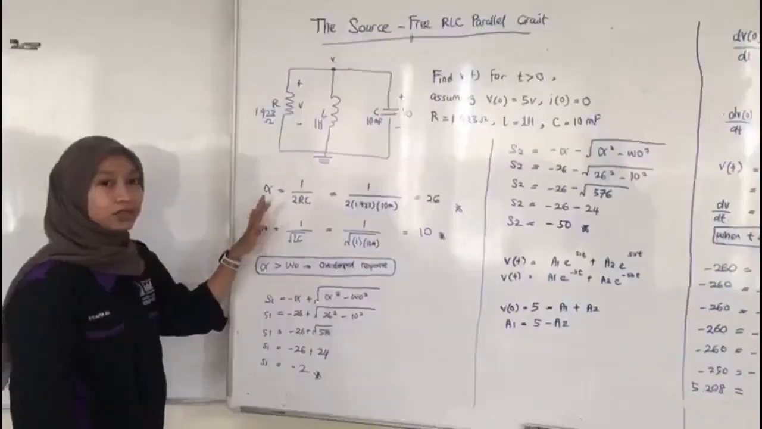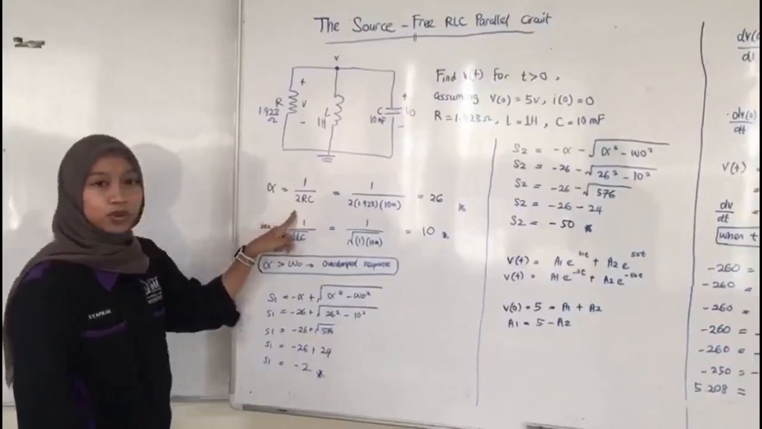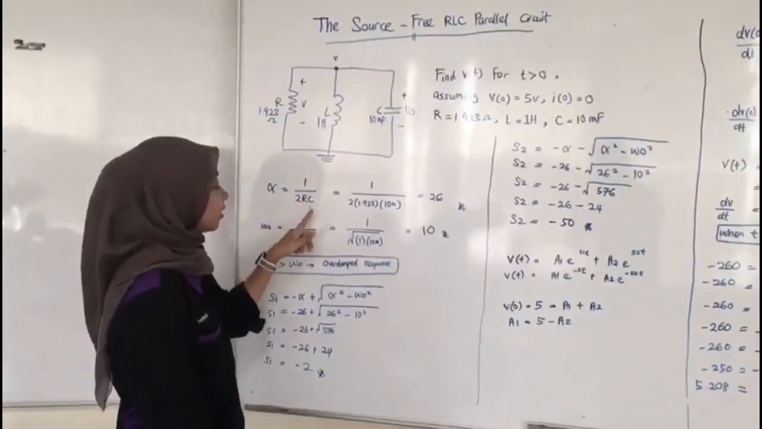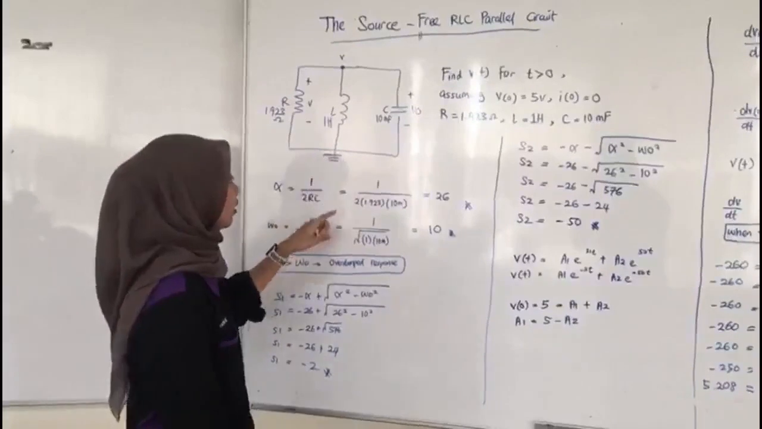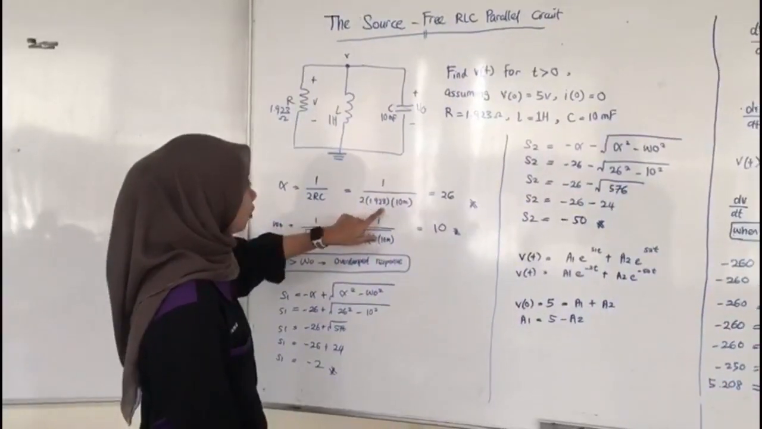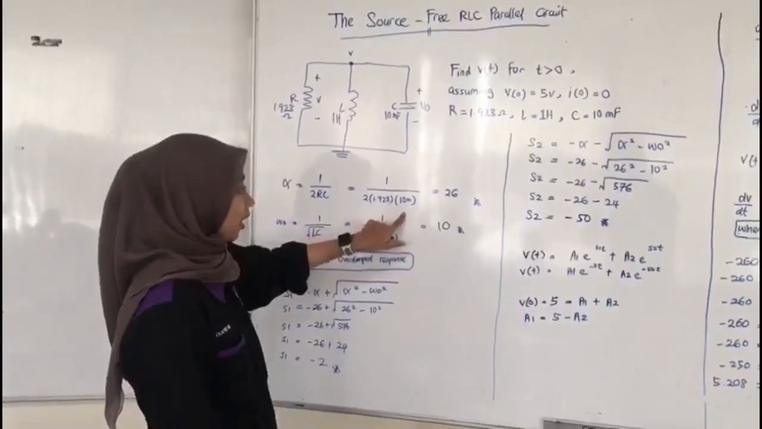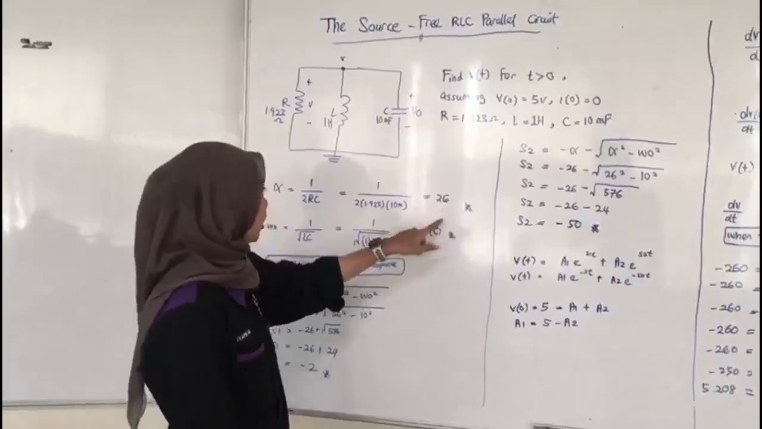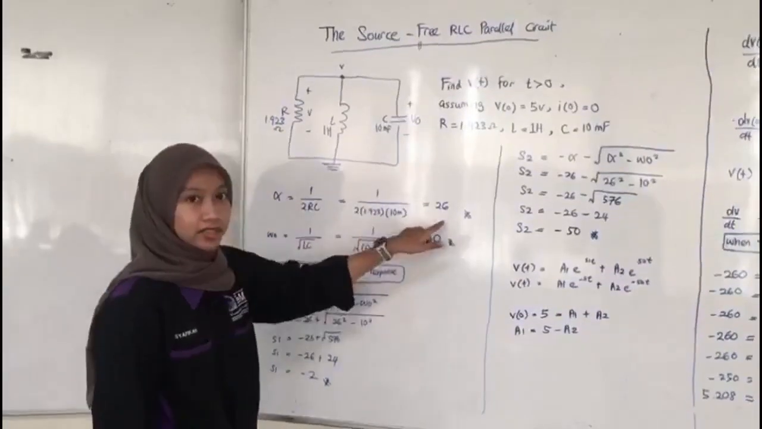Okay, the formula to find alpha is 1 over 2RC. RC is given in the circuit. So here, 1 over 2 times 1.923 times 10 milli equals 26. So we know the value of alpha is 26.